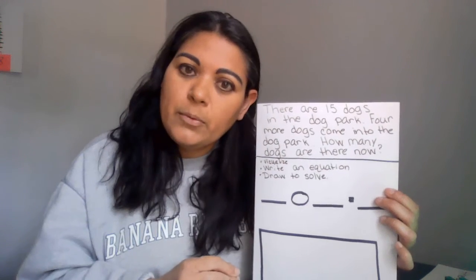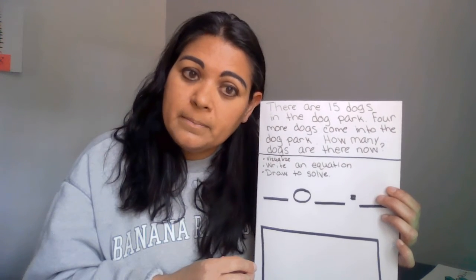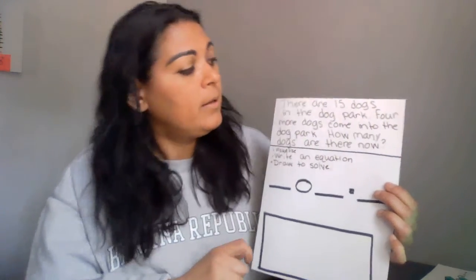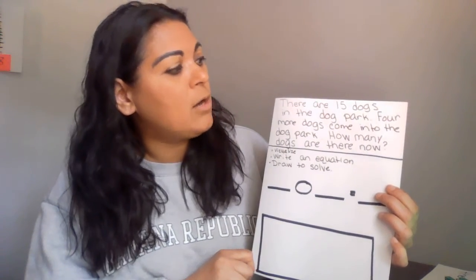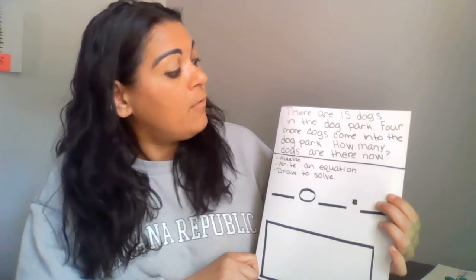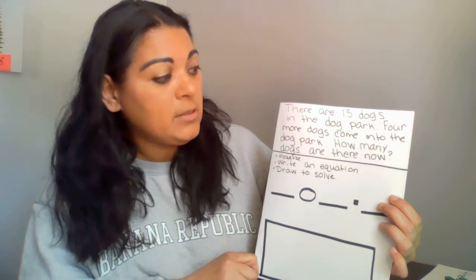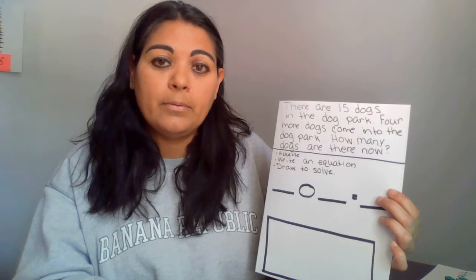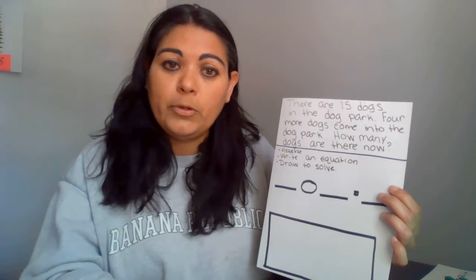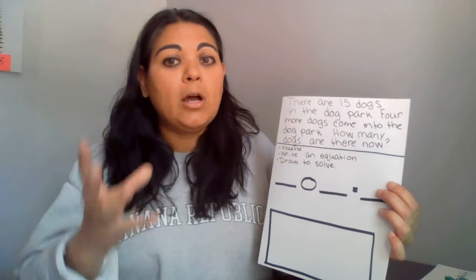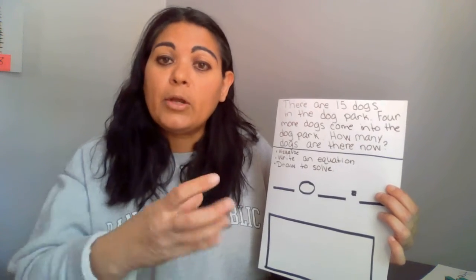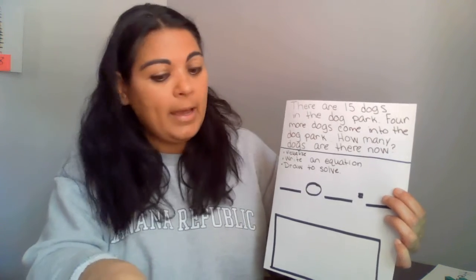So this next time that I read it, will you close your eyes for me and picture what's going on in the story? There are 15 dogs in the park. 4 more dogs come into the park. How many dogs are there now? Okay, can you open your eyes? Did you see dogs coming or going? Right, they're coming together, okay?